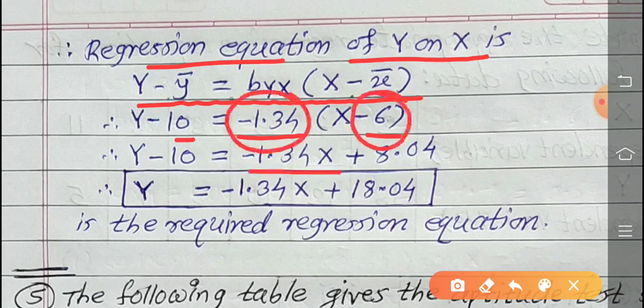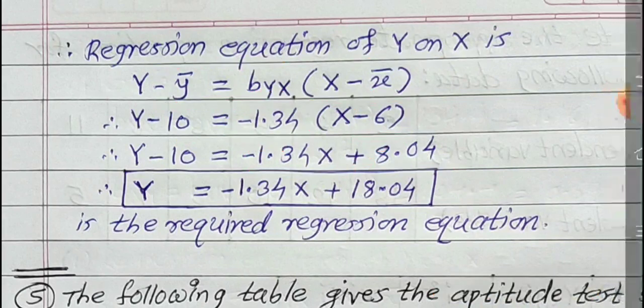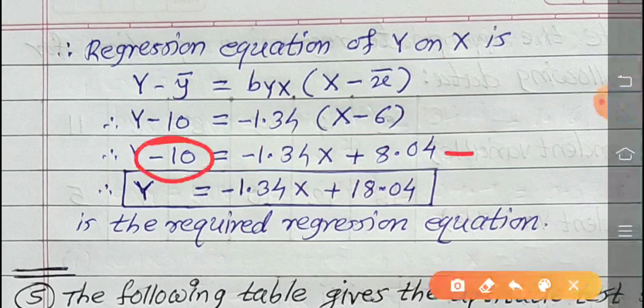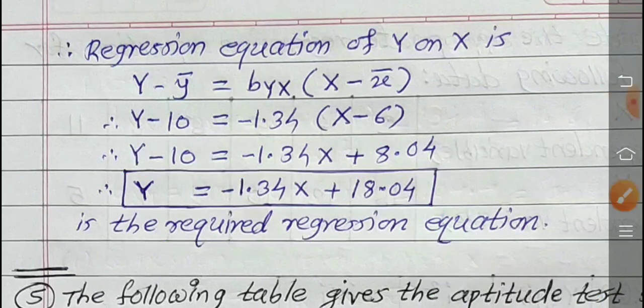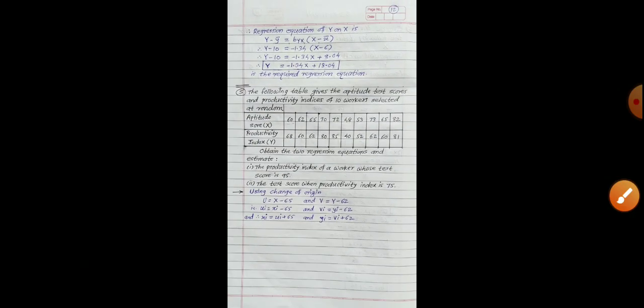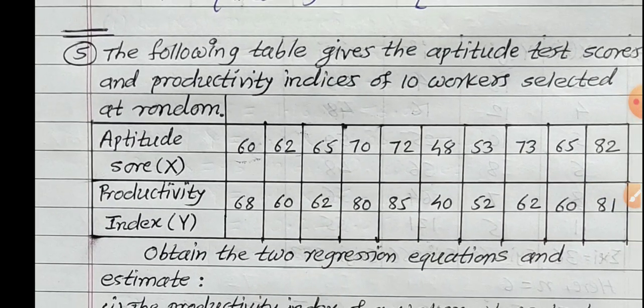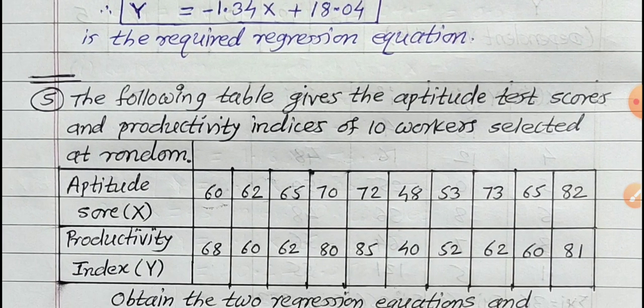multiplied by 6, minus of minus is plus, and the multiplication is 8.04. So next, minus 10 is taken to the right hand side. So what is the answer here? 8.04 plus 10, so 18.04, remaining as it is. So y is equal to minus 1.34x plus 18.04. This is the required appropriate regression equation. Are all getting it? So your formulas are very important. So revise the formulas, and whatever is asked in the question, try to find out with the help of this formula.